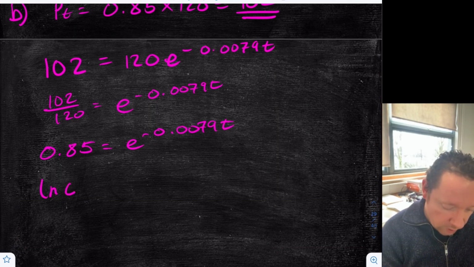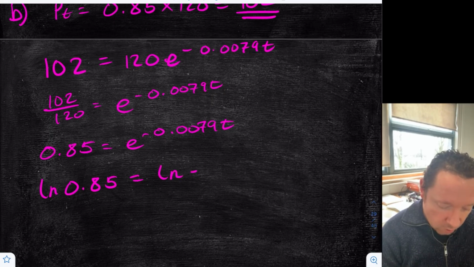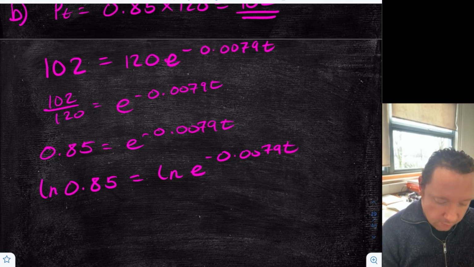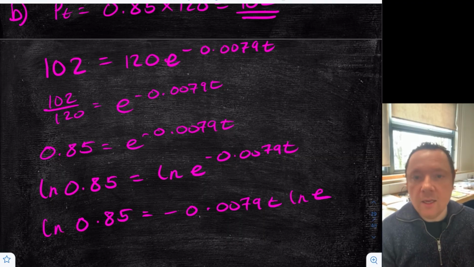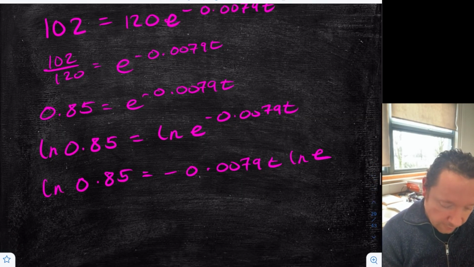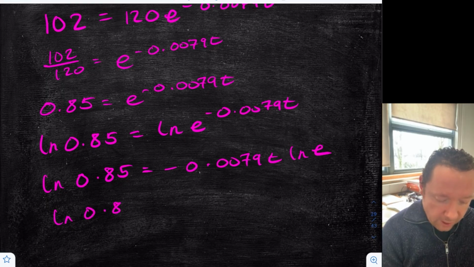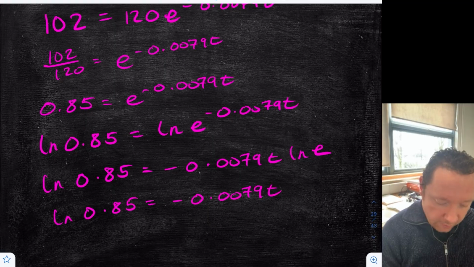The natural log of 0.85, or log e of 0.85, equals the natural log of e to the minus 0.0079t. Pretty standard stuff. That means that log 0.85 equals, take the power down, minus 0.0079t times the log of e. But the natural log of e is 1, so that means that log 0.85 is just equal to minus 0.0079t, and therefore t is the natural log of 0.85 divided by minus 0.0079.